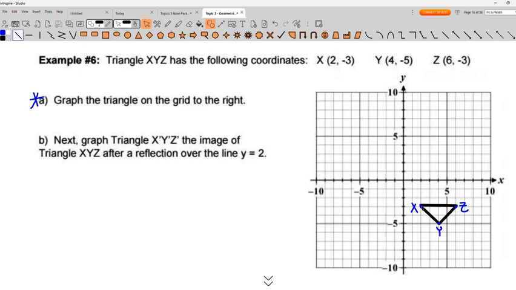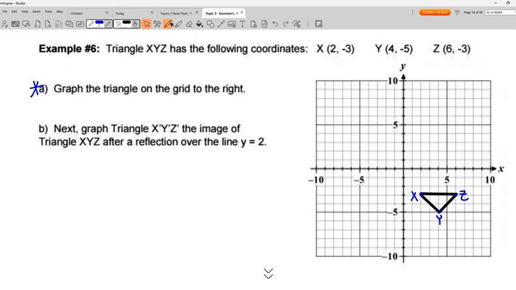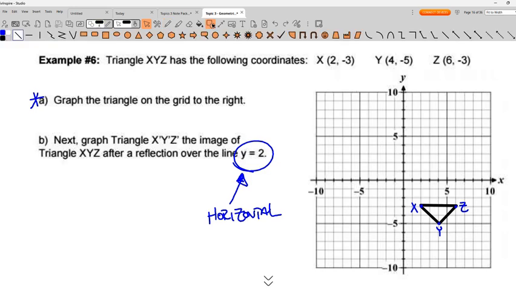There is our triangle XYZ. What they want us to do is make triangle X prime, Y prime, Z prime, which is the image of triangle XYZ when we reflect over the line y equals 2. And remember, any line that starts out as y equals is going to be a horizontal line. So first we're going to draw in the line y equals 2. The line y equals 2 is a horizontal line 2 units above the x-axis. And so this is the line of reflection in this example.